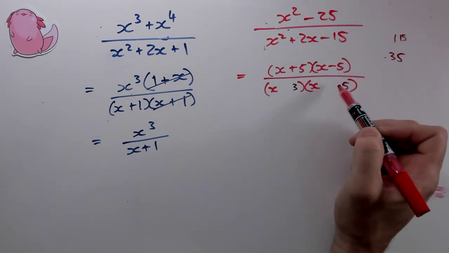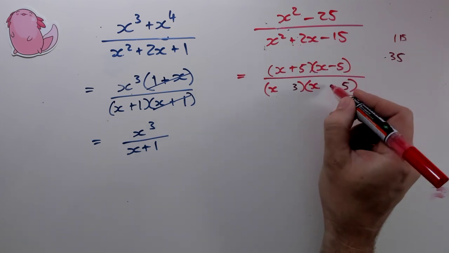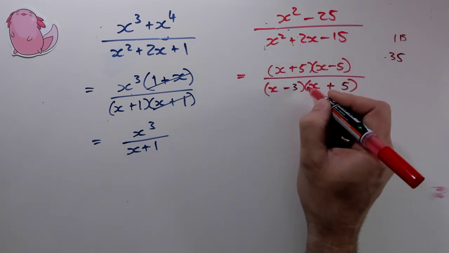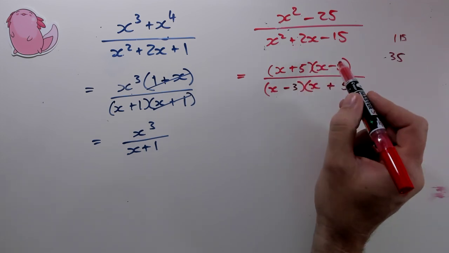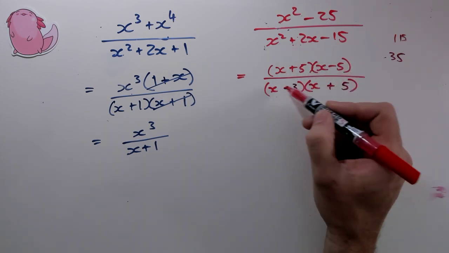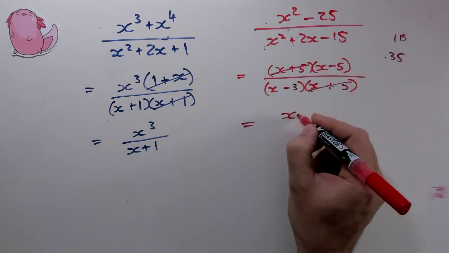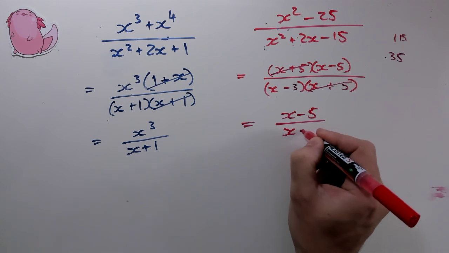Now we just have to figure out which one is the negative and which is the positive. So the bigger number here is the plus. So plus 5 minus 3 would give me plus 2. And here I can see that I have one term at the top and one term at the bottom, and I can just cancel those out. And I'm left with x minus 5 over x minus 3.